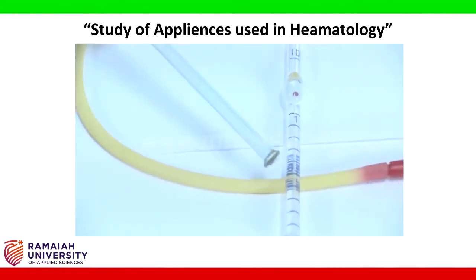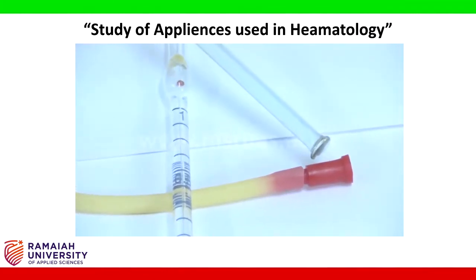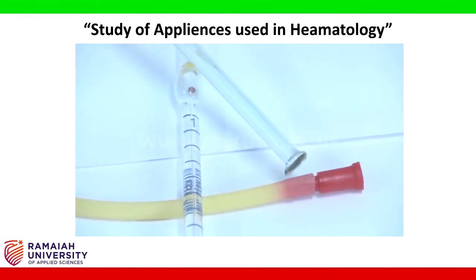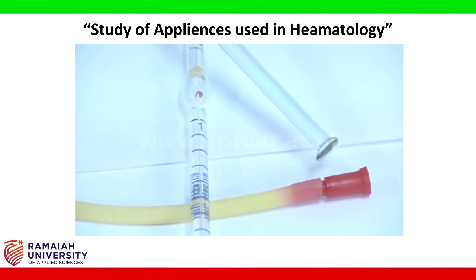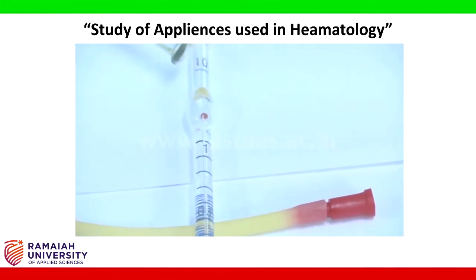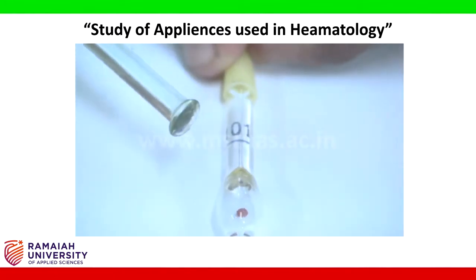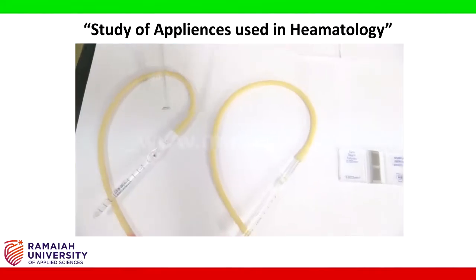At the end of the rubber tube, a mouthpiece is provided to suck the blood and the diluting fluid. In case of RBC pipette, this mouthpiece is red in color, and slightly above this bulb the mark 101 will be etched in case of RBC pipette.